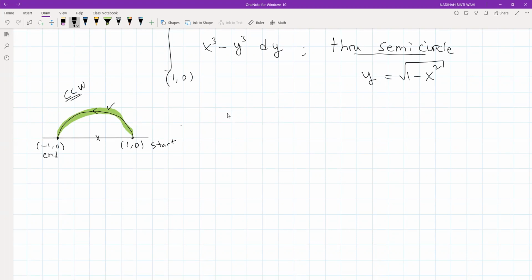So let's see, what's the parametric equation? This is easy because this is just a circle. So always a circle in terms of cosine and sine. So we have x equals a cosine of t, and then y equals a sine of t. Okay, and then what's a? a is the radius. Radius is 1.